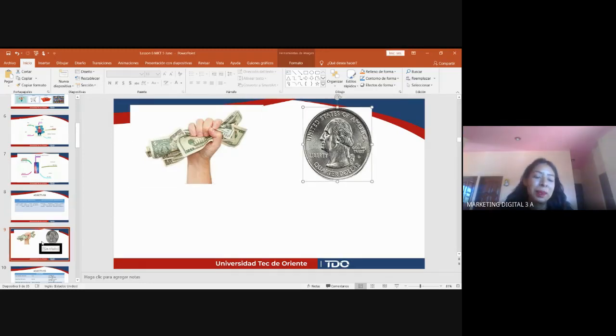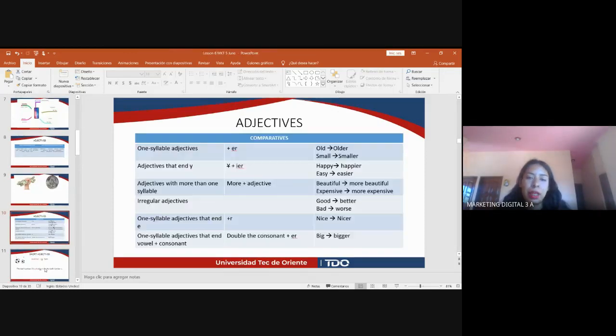Okay, let's continue. And we have some spelling rules. These are very important. If we have one syllable adjectives like fast, cold, sad, you are going to say faster, older or smaller. If you have adjectives that end in y, you're going to delete the y and add IER, like the examples that we have here. Happy and happier, easy and easier. Then we have adjectives with more than one syllable.